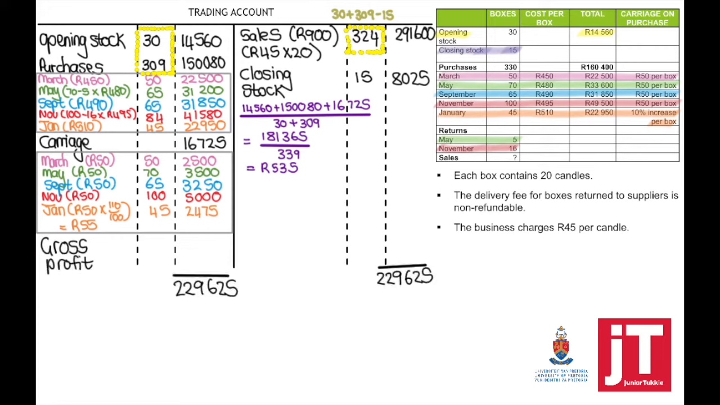Now we can calculate the gross profit, take the credit side minus the debit side. So if I subtract the debit side, I'm only going to subtract the opening stock minus purchases minus the carriage.